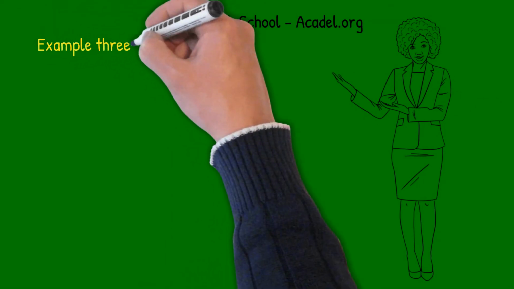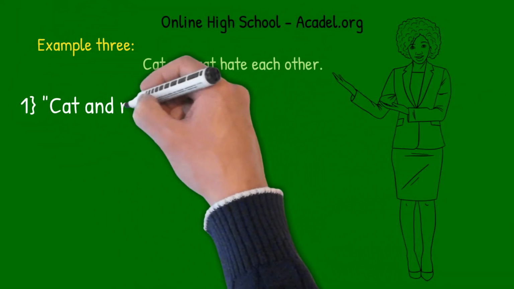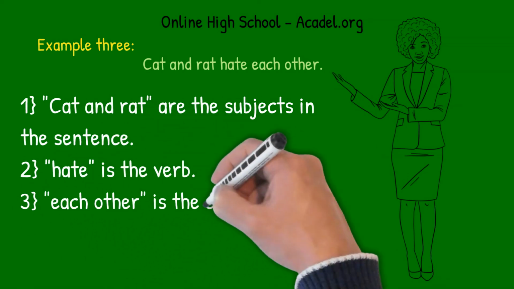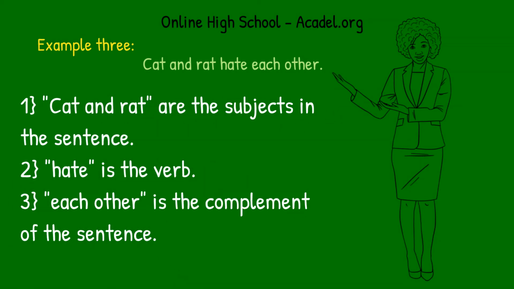Example 3. Cat and rat eat each other. Cat and rat are the subject in the sentence. Eat is the verb. Each other is the complement of the sentence.